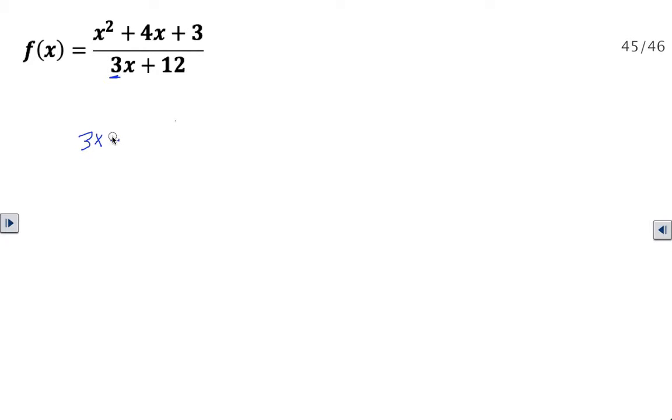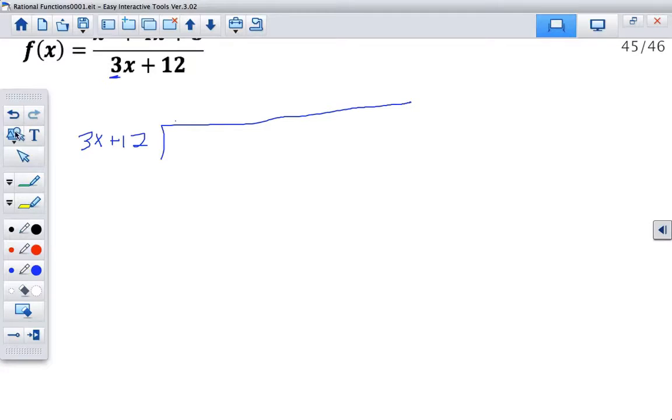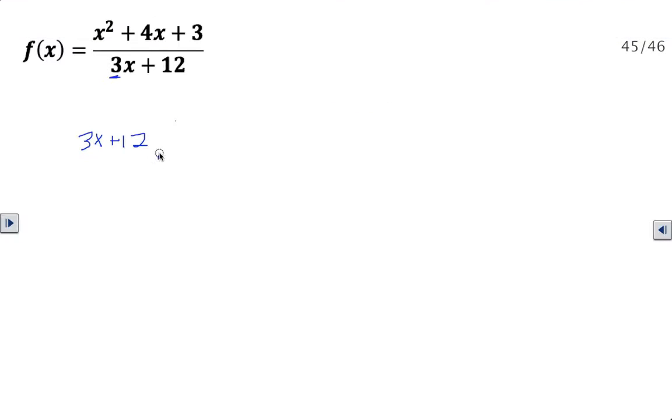We have 3x plus 12 here, and pretend that's a straight line. Man, I need to do a better line. There we go. And we are dividing x squared plus 4x plus 3 by 3x plus 12. So you need to ask yourself, what do you need to multiply 3x by to get x squared?